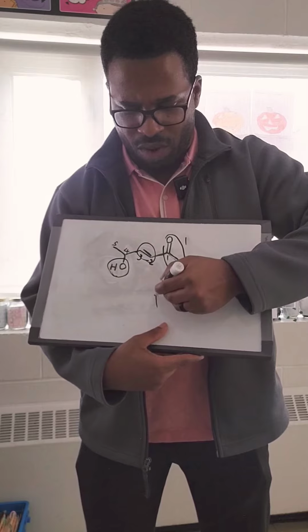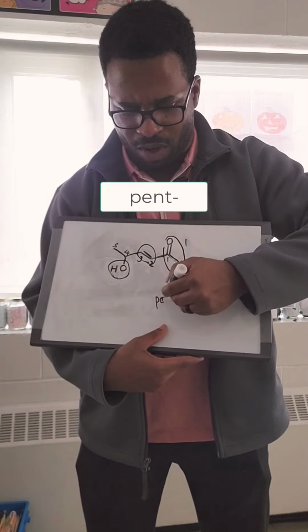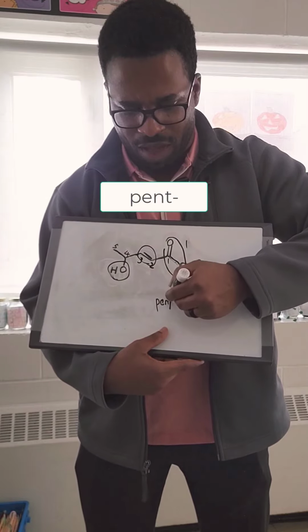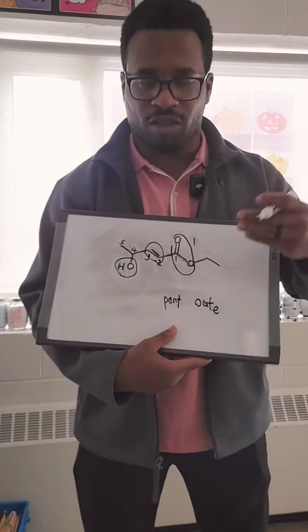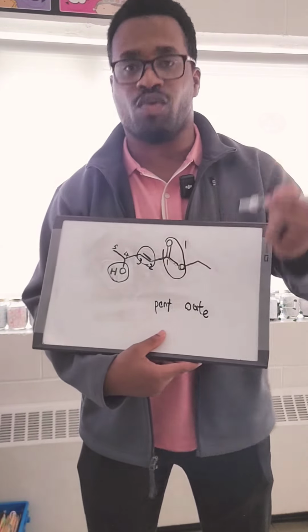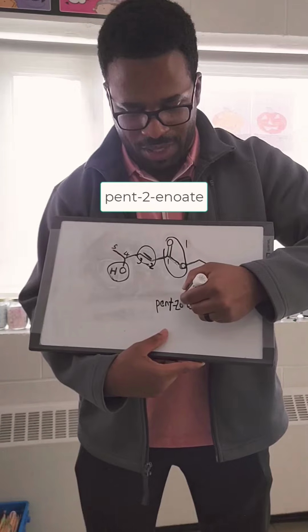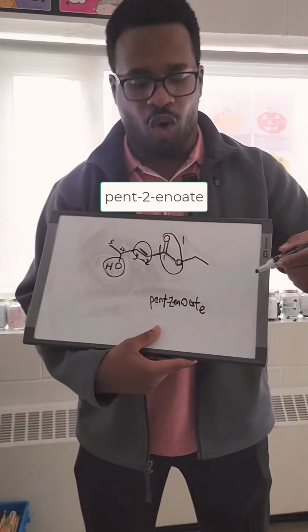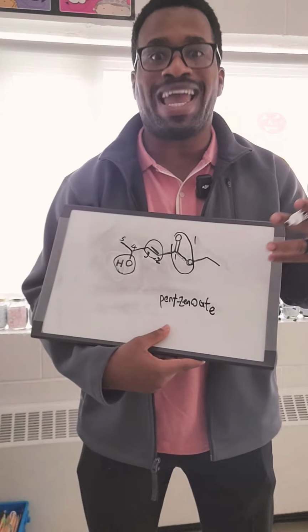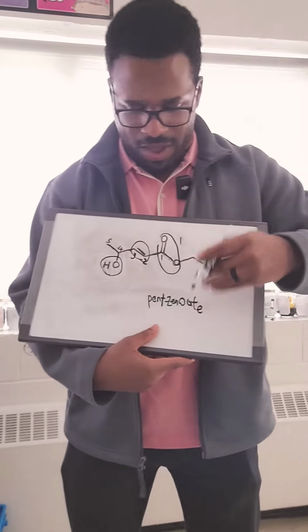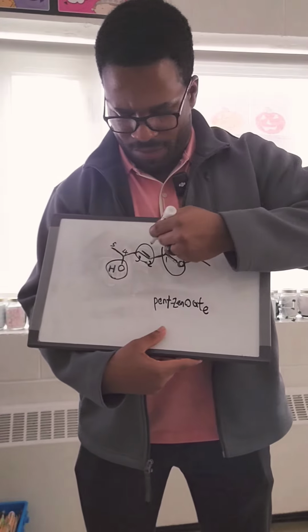But because what we notice is that we have a double bond that is present along that particular chain, the double bond is located at carbon 2, and so therefore it will be 2-en-oate. So pent-2-enoate. And so this here is taken, check, check.